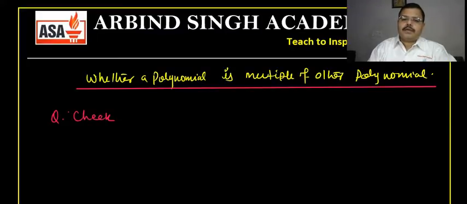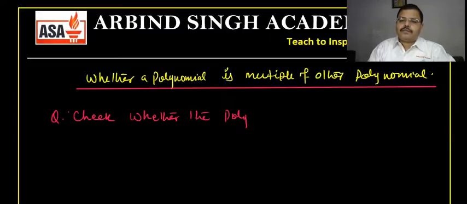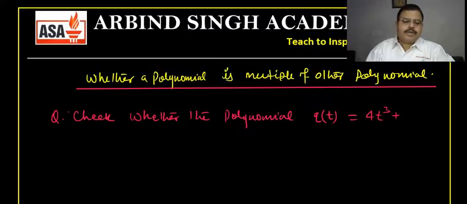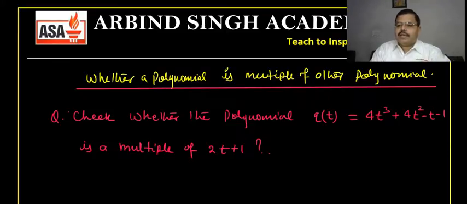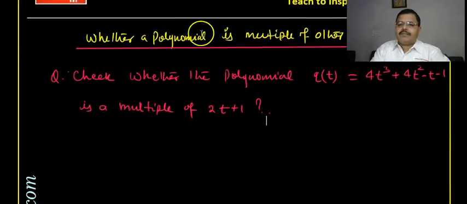Say there is a question. Check whether the polynomial q(t) = 4t cube plus 4t square minus t minus 1 is a multiple of 2t plus 1. This is the question: check whether it is a multiple. So that is, is it a factor or not.